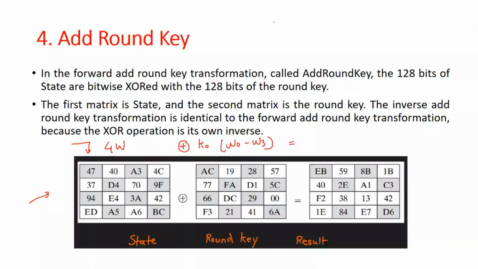47 will be XORed with A7. You can calculate this and let me know if it is correct or not. Clear? So that is what is happening.